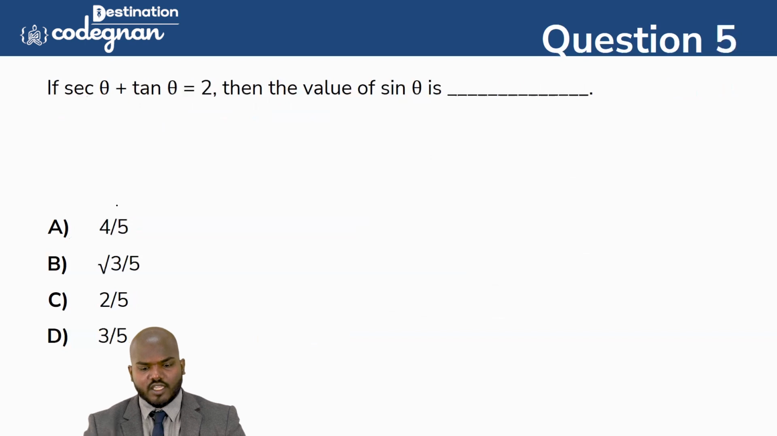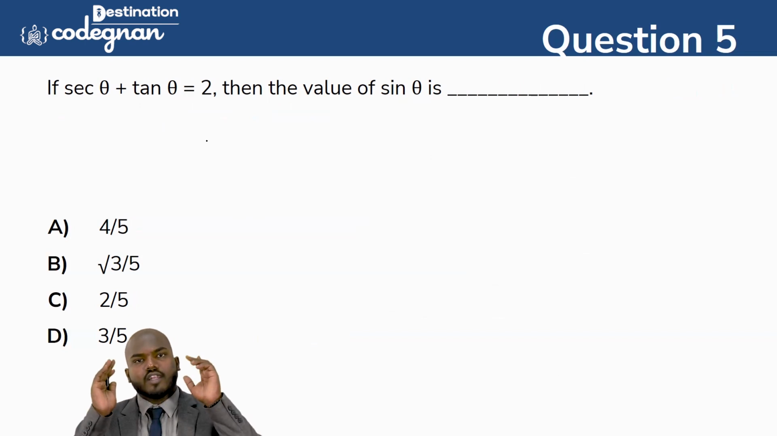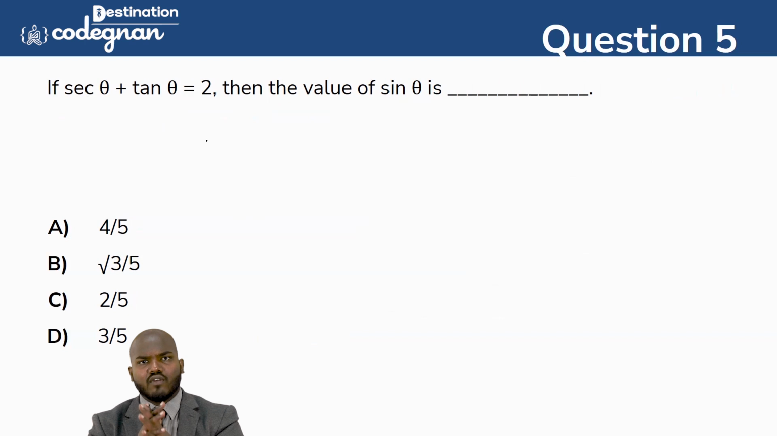Okay. So going to the next one, guys, you see this one, that is secant theta plus tan theta is equal to 2. Now you just want to find out the value of sine theta here. How can we find out the value of sine theta from this particular term? First of all, you need to think from secant to tan. How can I get the value of sine theta?